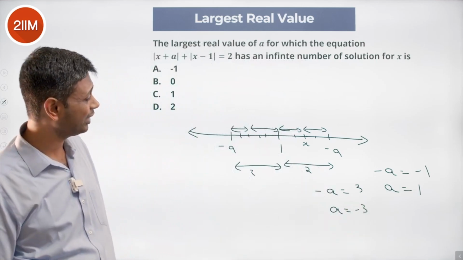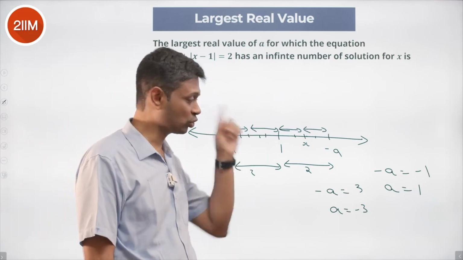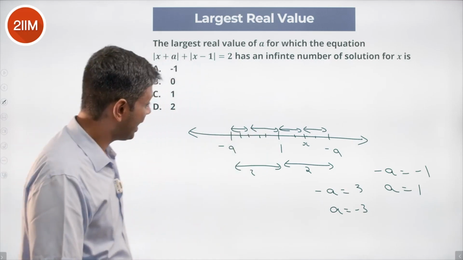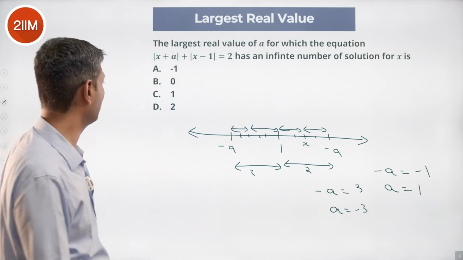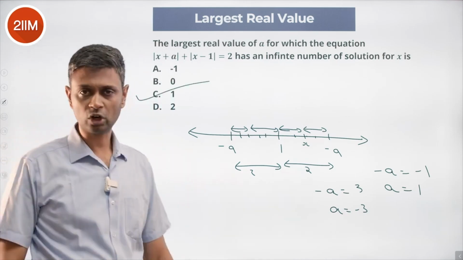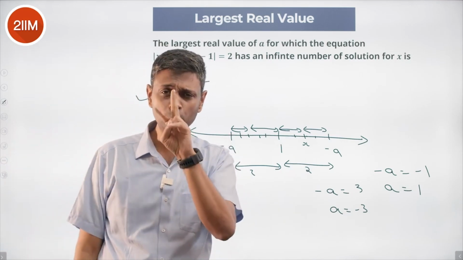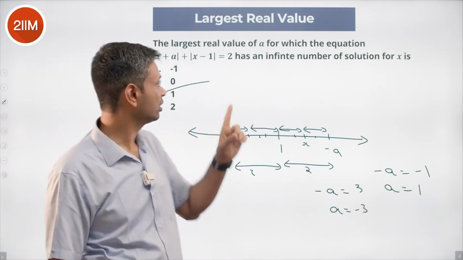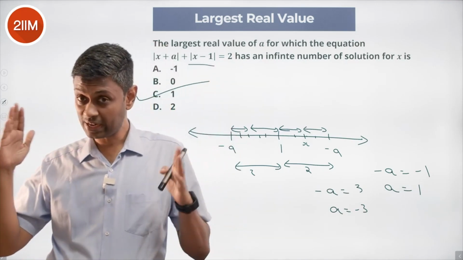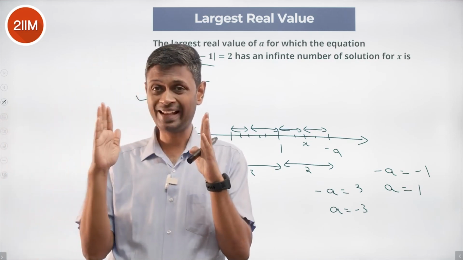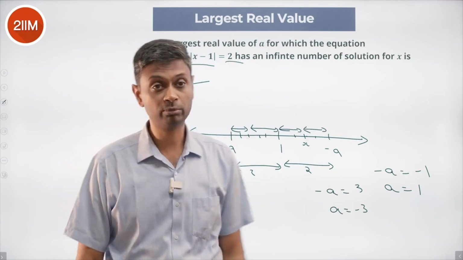So we are either thinking x lies between 1 and 3 or thinking x lies between minus 1 and 1. So a is minus 3 or a is 1. Largest real value is 1. Minus 3 is not available. 1 works. So we're basically looking at minus a to be 2 units from 1. The distance between x and 1 is given. If 1 and minus a were 2 units apart, then x can be anywhere in between. This will hold good. We'll have an infinite number of solutions.